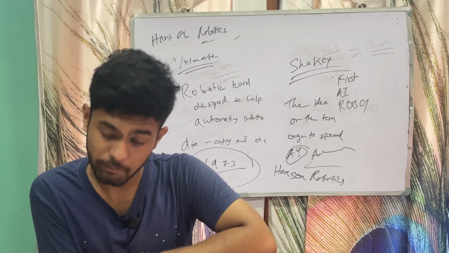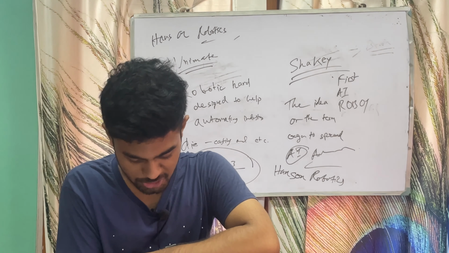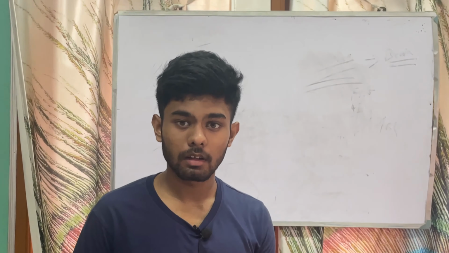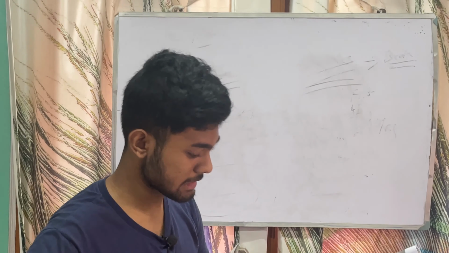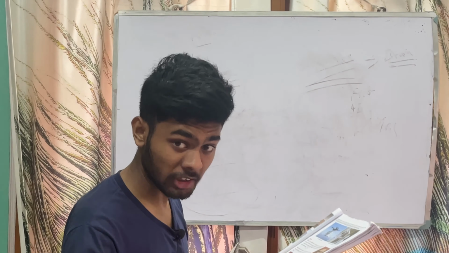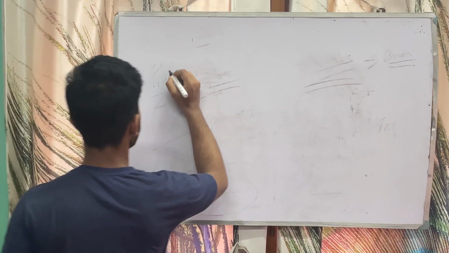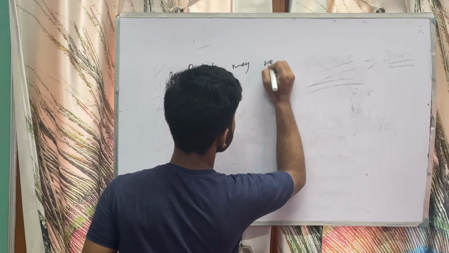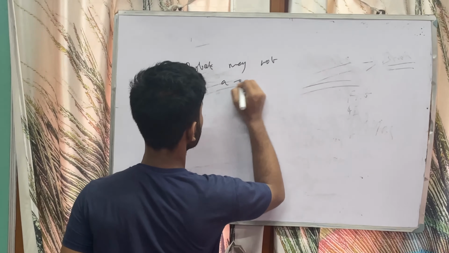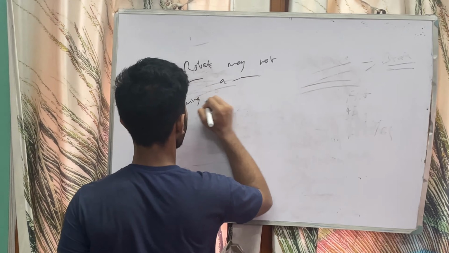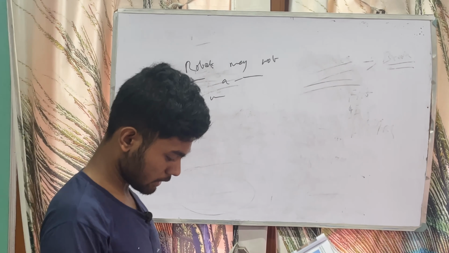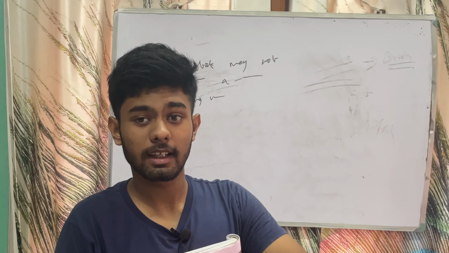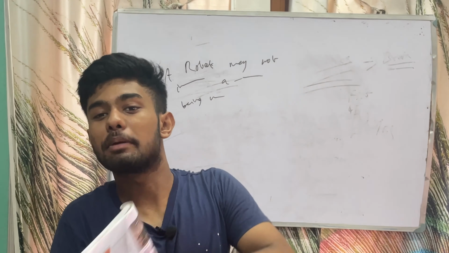The first law of robotics is: a robot may not injure a human being or, through inaction, allow a human being to come to harm. That means a robot cannot harm a human being or allow a human being to come to harm.